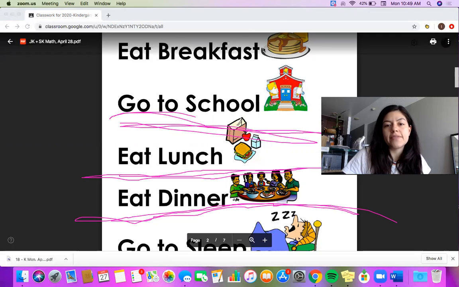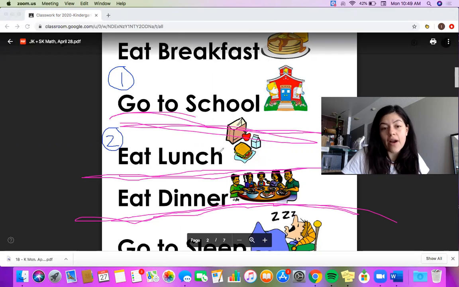So here we have 4 different types of day. Right here in the morning, that's your first time of day. So I'll put 1 for morning. You eat breakfast in the morning, you go to school in the morning. Our next period of day, number 2, is the afternoon. And the activity here for afternoon is eating lunch.